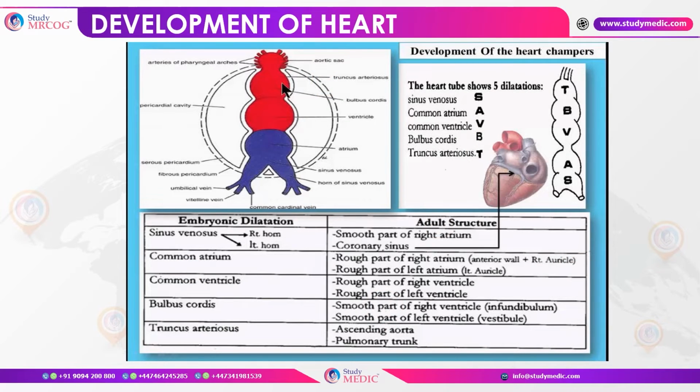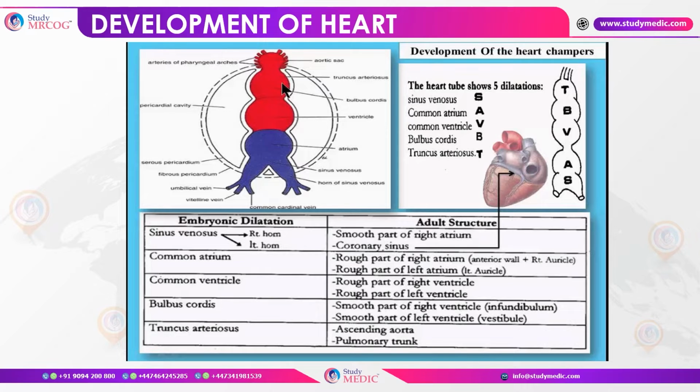Now, coming to the important summary of the development of heart, we have the various heart chambers. There are basically 5 different dilatations. They are the sinus venosus, the common atrium, the common ventricle, the bulbus cordis, and the truncus arteriosus. Now, once these dilatations are formed, there is rotation of these tubes to form the final structure of heart.